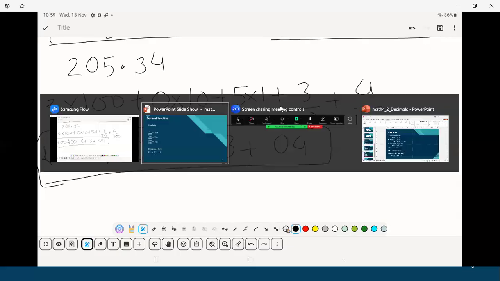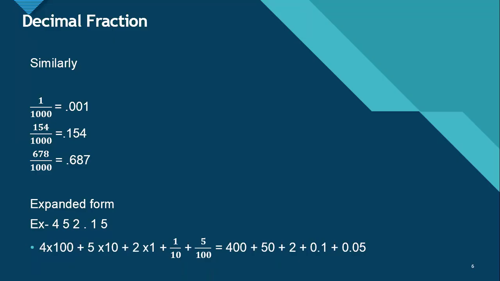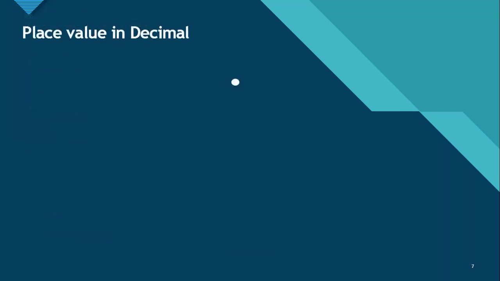Now move to the next slide. Similarly, as we saw on the whiteboard, it is simply 4 into 100 plus 5 into 10 plus 2 into 1 plus 1 by 10 and plus 5 by 100. That will be equal to 400 plus 50 plus 2 plus 0.1 plus 0.05. So let's move to the next slide, which is place value in decimals.